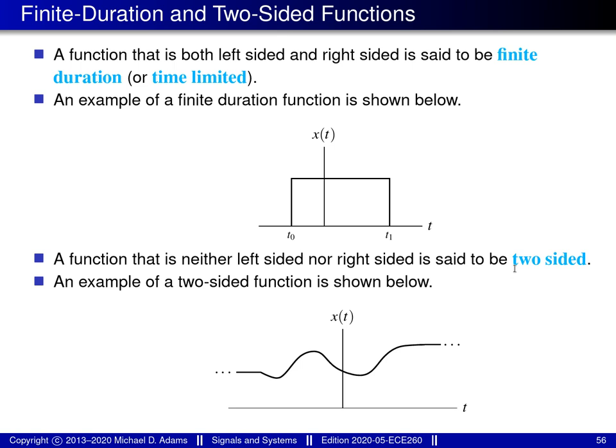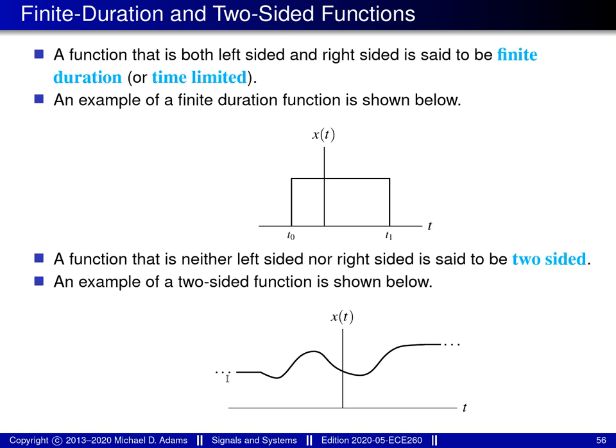The last term I need to introduce is the term two-sided. A function that's neither left-sided nor right-sided is called two-sided. An example of a two-sided function is what's shown in the bottom of the slide here. By the dot dot dots on the left and right hand side of the graph, I'm trying to convey that the function doesn't ever go to 0 and stay at 0 as you go to negative infinity or positive infinity.